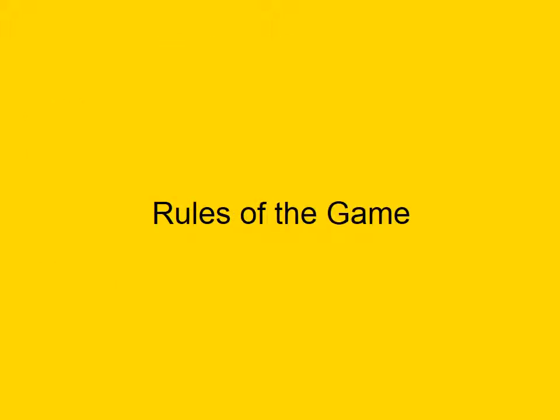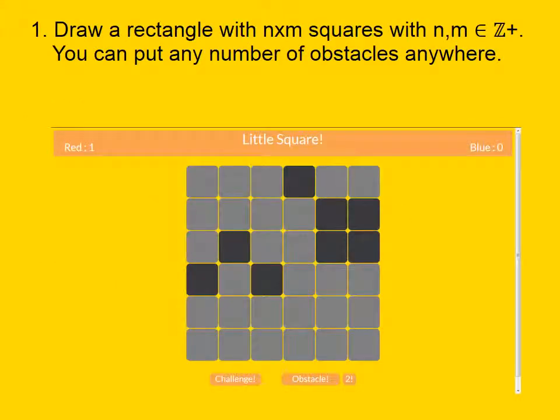We will now explain the rules of the game. First, draw a rectangle with n times m squares, with n and m elements of the positive integers. Then you can put any number of obstacles anywhere inside the rectangle. From here onward, obstacles will be represented by black squares.